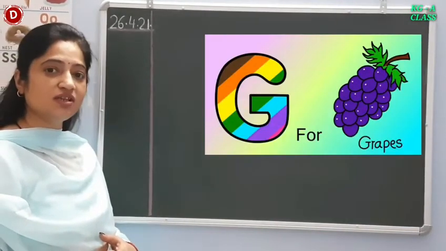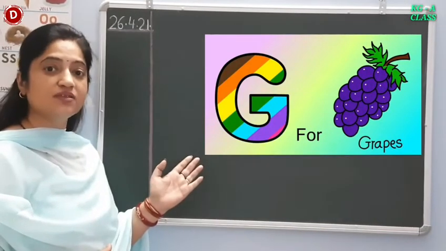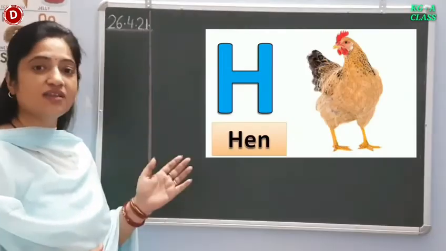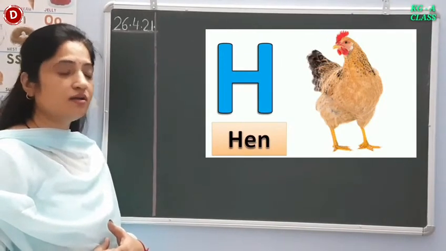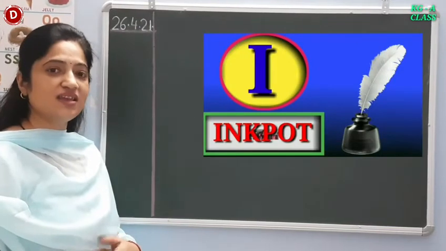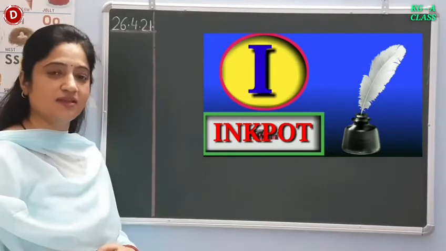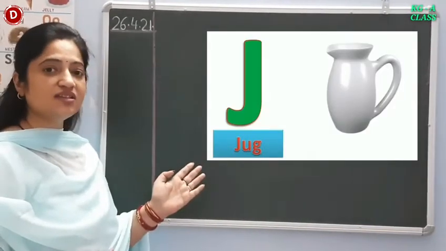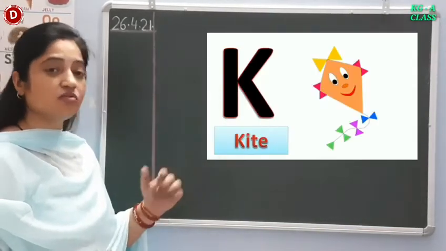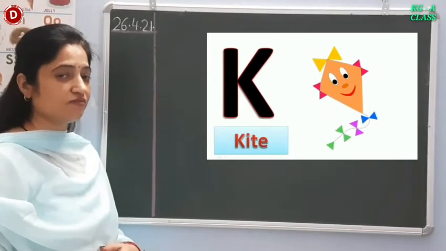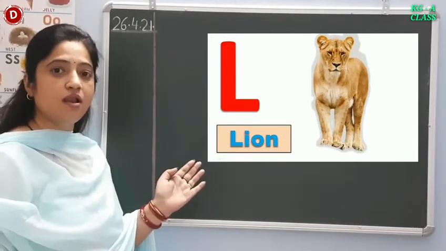Now comes G. G says G as in grape. Now comes H. It says huh. H for hen. Now comes I. I says I as in ink pot. Now comes J. J says J as in jug. Children, now comes K. The sound of K is also K, as in kicking. K for kite. Now comes L, and L says L, as in lion.